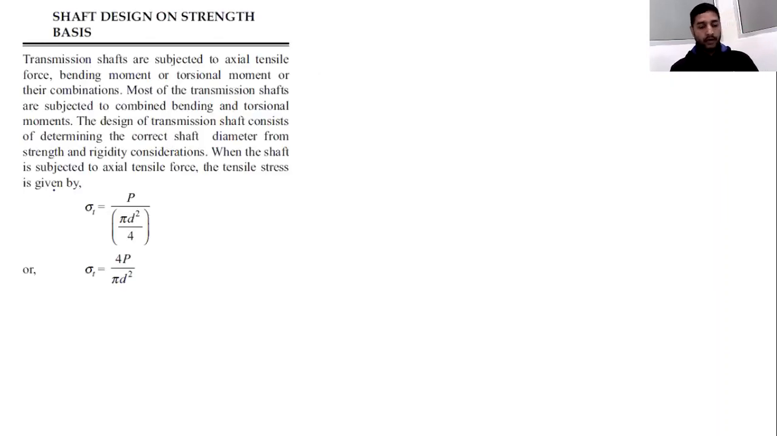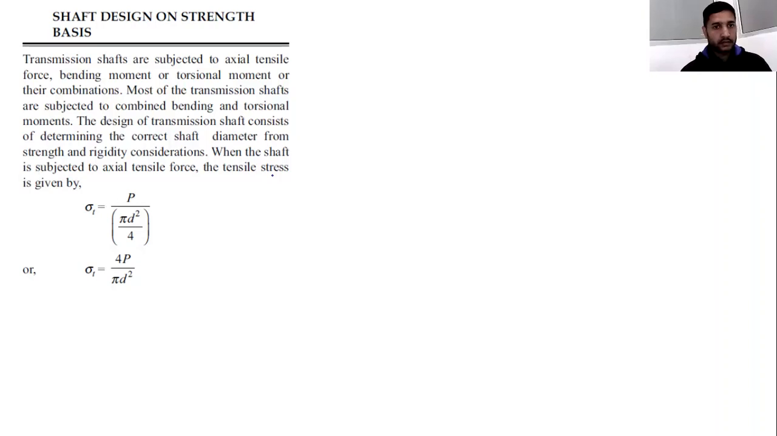Now let me explain how we will design the shaft. First of all, you must keep this in mind, that shaft is designed on the basis of strength and rigidity. There are two ways to design the shaft. Let me explain one by one, the shaft designing on the basis of strength. Suppose there are different conditions: a pure tensile stress acting on the shaft, a pure bending moment acting on the shaft, a pure torsional moment acting on the shaft, or a combination of bending moment and torsional moment. We will discuss one by one all these parameters.